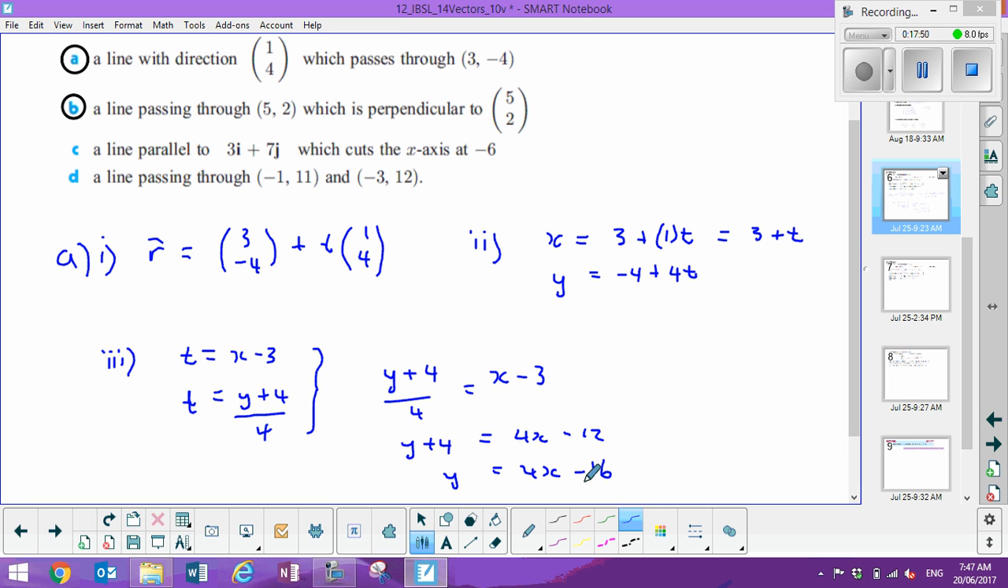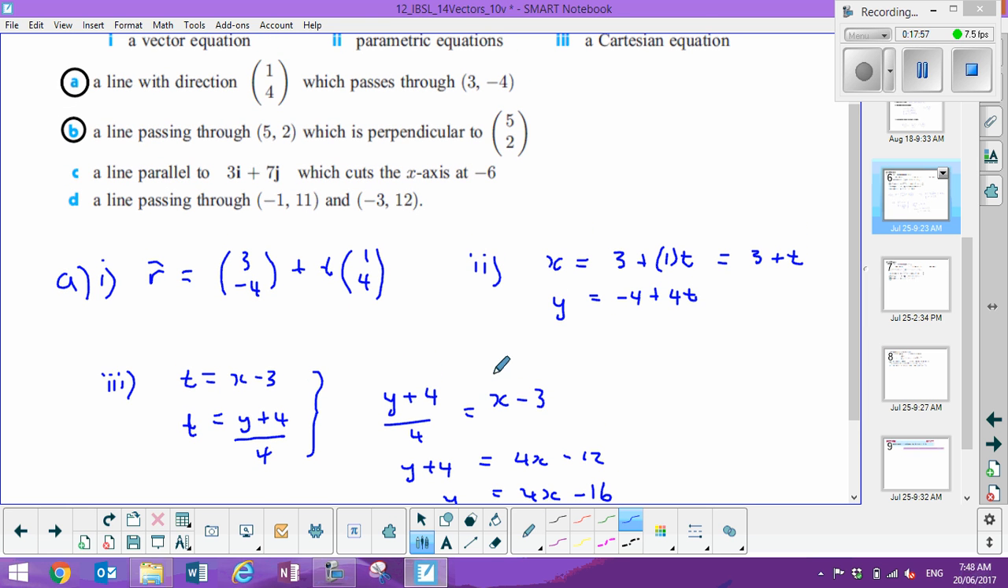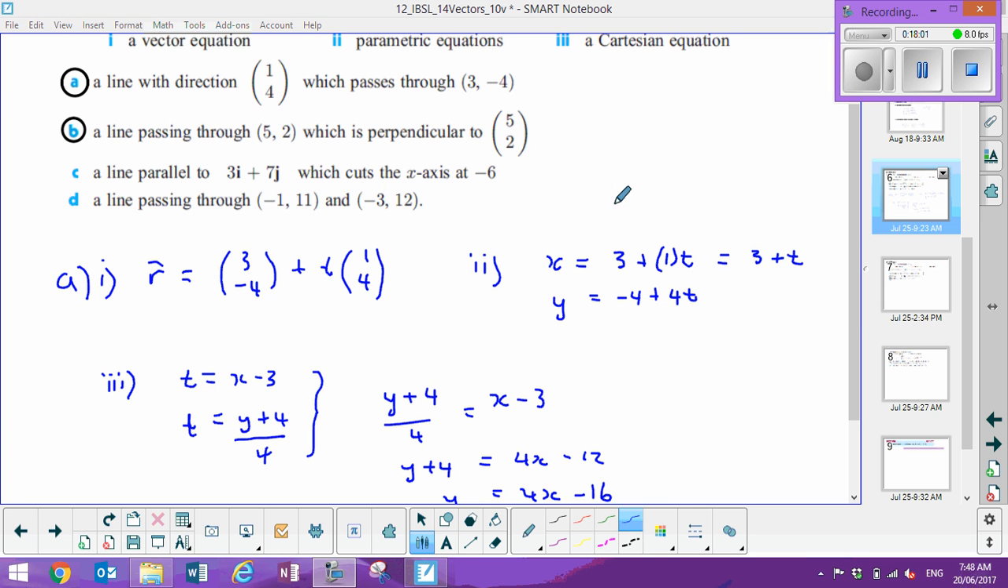So we've come up with our normal linear equation, y equals mx plus b, but coming about it from a different perspective. This one here, the next one, if we've got a line passing through 5, 2, there's our point, but it's perpendicular to 5, 2. A line's passing through that and is perpendicular to this. So it happens to have taken the same values for the point and the direction vector.